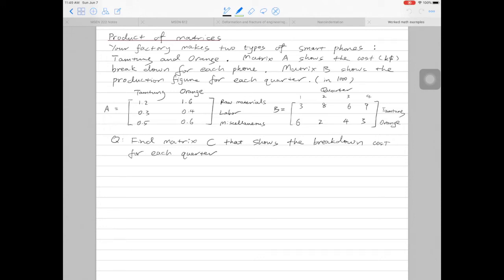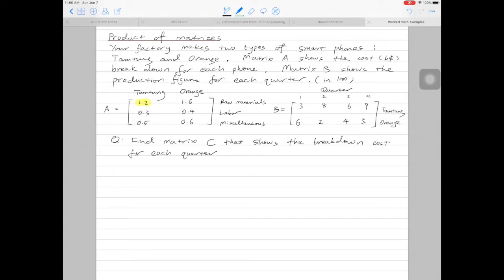In this video, I will show you one example of how to use matrix multiplication to solve a real-life problem. Assume you have a factory which makes two types of smartphones, Tempton and Orange. In matrix A, it shows the cost in thousands of dollars, broken down for each phone. For example, for Tempton, the raw materials cost $1.2 thousand.